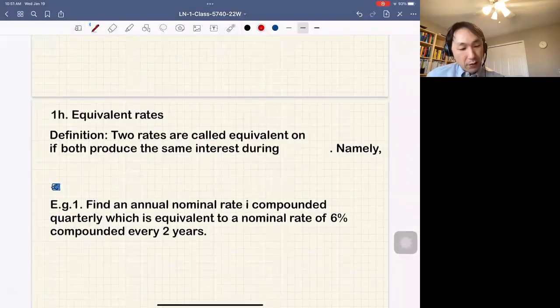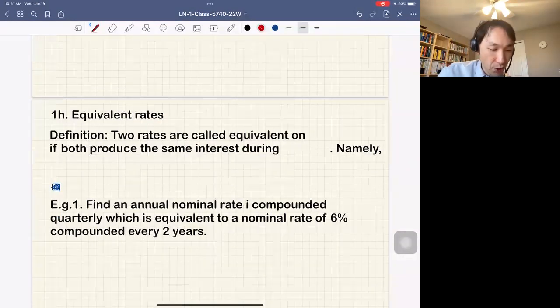Okay, so next, the equivalent rates. For example, a 3% annual effective rate and a 2.96% nominal rate compounded monthly have the same result after a year. So in such a case, the two rates are called equivalent.